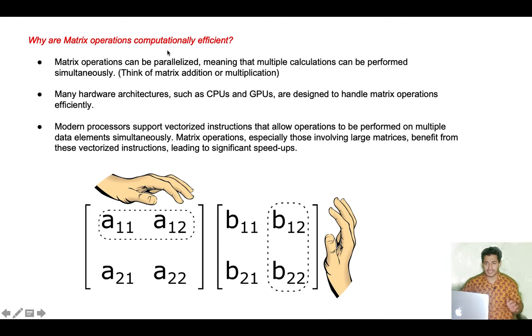And why are matrix operations computationally efficient? Matrix operations can be parallelized, meaning that multiple calculations can be performed simultaneously. Think of matrix addition, right? When you are adding this element with this, this with this, this with this, all of them can happen in parallel. And many hardware architectures such as GPUs and CPUs are designed to handle matrix operations efficiently. You can also think of multiplication, where you multiply A11 with B11, A12 with B21, A21 with B12, A22 with B22. So when you are doing this multiplication, many of them can be computed in parallel, right? Modern processors support vectorized instructions that allow operations to be performed on multiple data sets simultaneously. Matrix operations, especially those involving large matrices, benefit from these vectorized instructions, leading to significant speedups. And these CPUs and GPUs are designed to handle matrix operations efficiently.